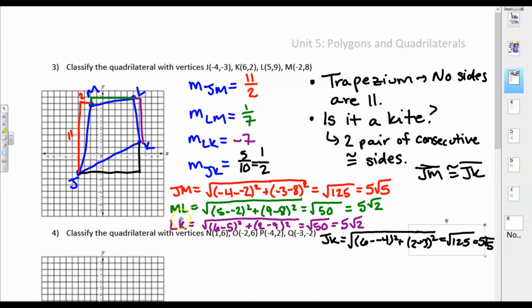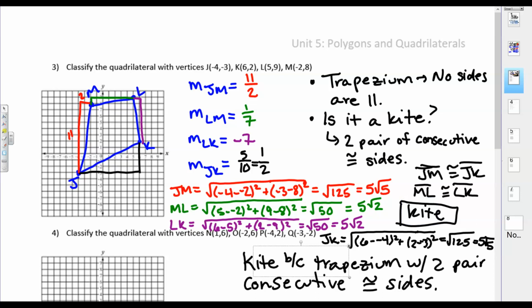And then I get that ML and LK are both 5√2, therefore ML is congruent to LK. This means I have 2 pairs of consecutive congruent sides, therefore my answer is that this thing is a kite, because it's a trapezium with 2 pairs of consecutive congruent sides. And so I would really like to write that as a sentence at the end of my proof. And there you go. Again, guys, the most important part of these is communicating what your answer is and why. It's not about the actual answer. It's about the work you do to prove that it is what it is.